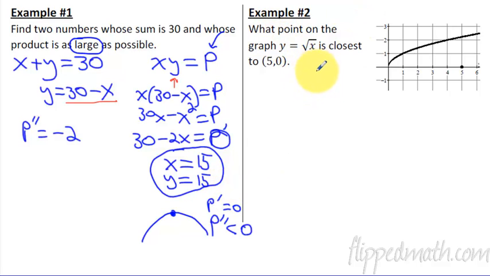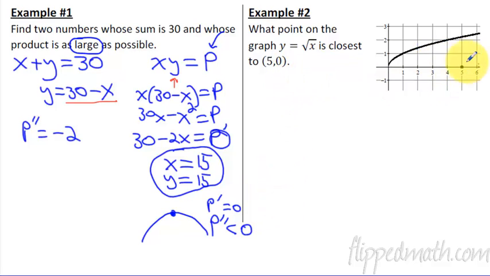All right, number 2: what point on the graph y equals the square root of x is closest to (5, 0)? So I gave you the graph so you can kind of visualize this. We're looking for a point along the square root of x curve that is closest to (5, 0). So maybe, is it this point? Is it this point? Oh, obviously it's not that, it's getting farther away. So that's what we're looking for.